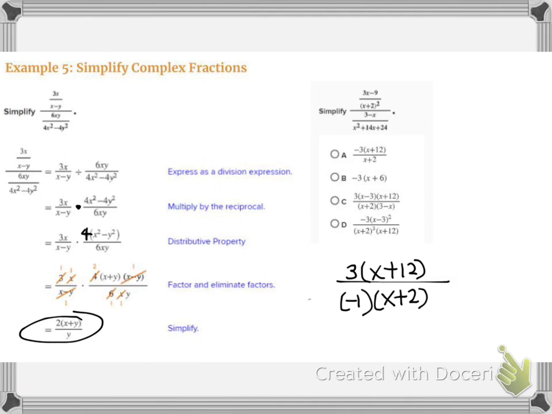It is in proper form to leave a negative 1 in the denominator, so I'm actually going to apply it up here instead. In other words, I'm multiplying this whole thing by negative 1. So my final answer is negative 3 times x plus 12 over x plus 2.